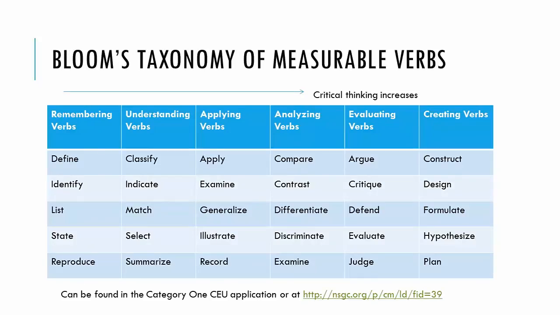After a systematic review of measurable verbs by the CEU chair and vice chairs in 2015 and 16, we have decided to accept the following verbs as measurable verbs for learning objectives. Bloom's taxonomy of measurable verbs was first created in the 1950s, and it has since been revised. It shows how critical thinking increases as you move down the columns from simply being able to remember a topic to being able to create your own. This list can be referenced in the Category 1 CEU application or by simply going to the NSGC page listed on the slide.